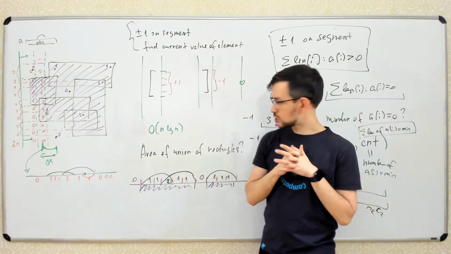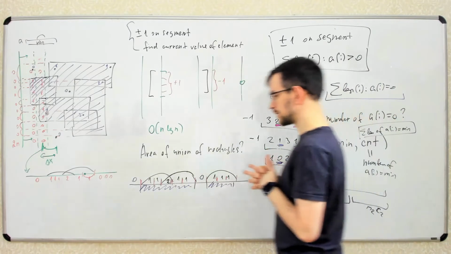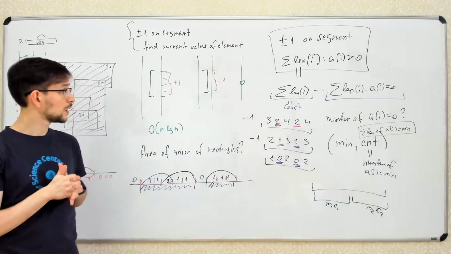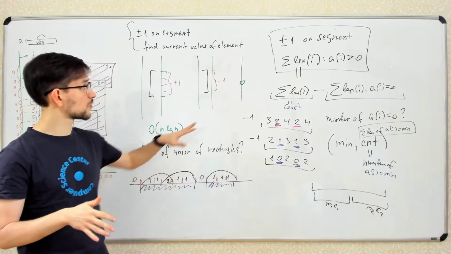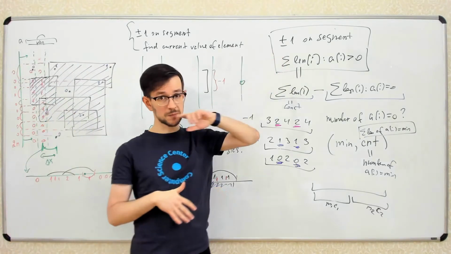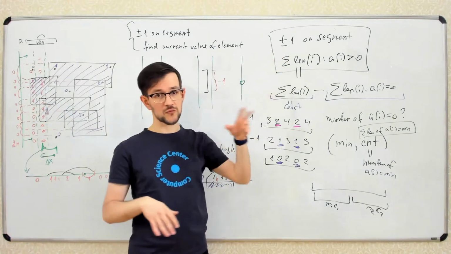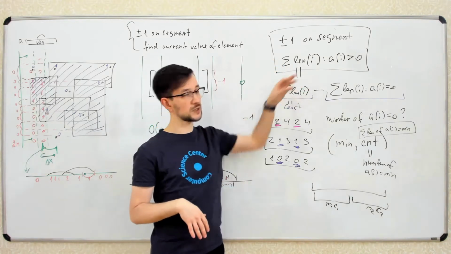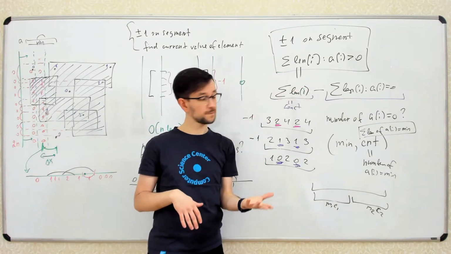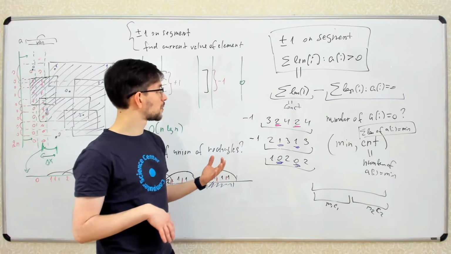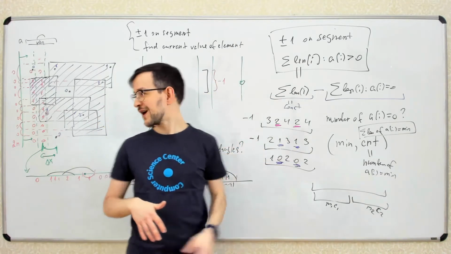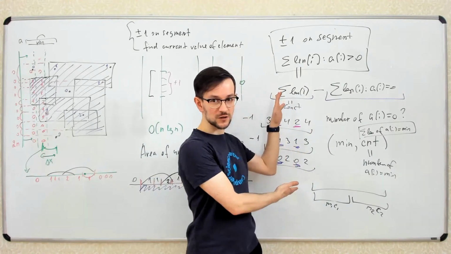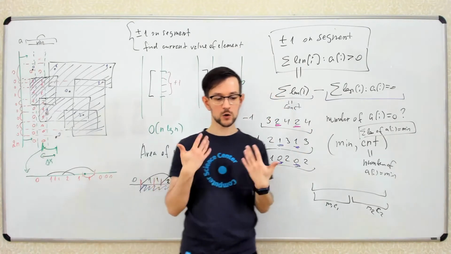Last part again, which part is last? Again, we have the following segment tree. We have a segment tree with two operations, plus minus 1 on the segment, and find the total length of all segments with value at least 1. So, like this. Now we use this data structure to calculate the total area. How do we calculate total area?